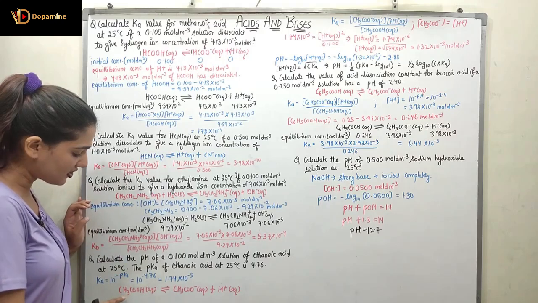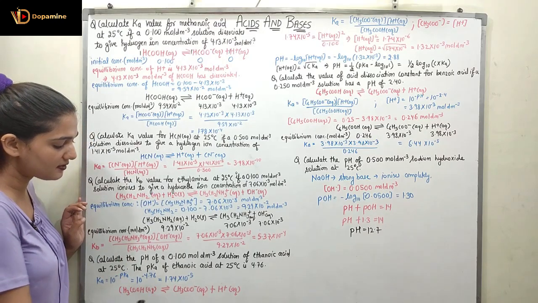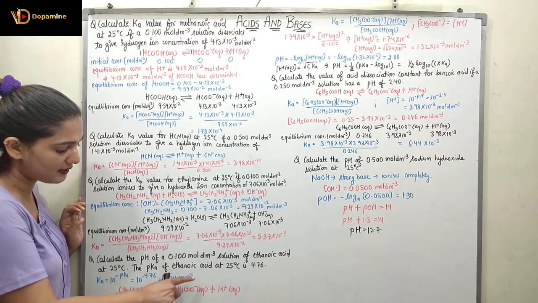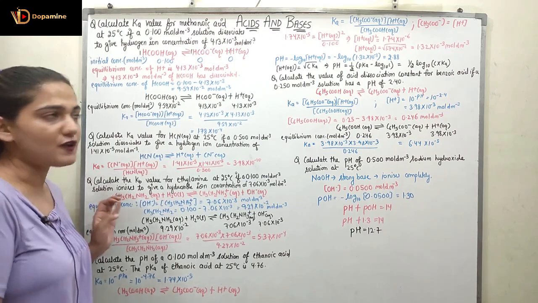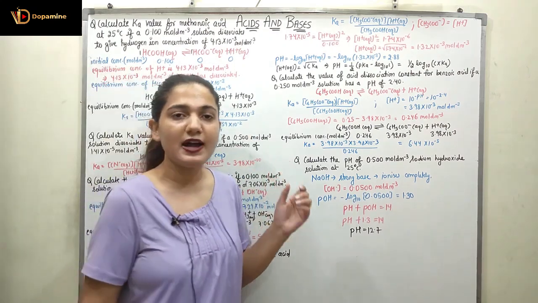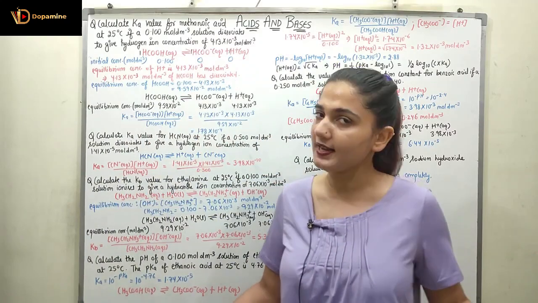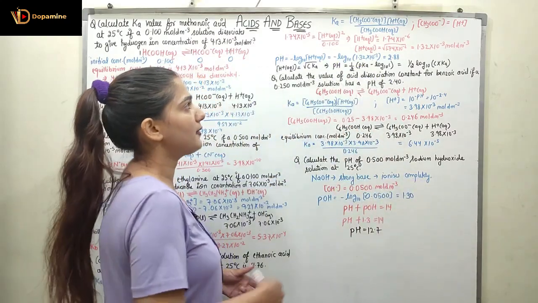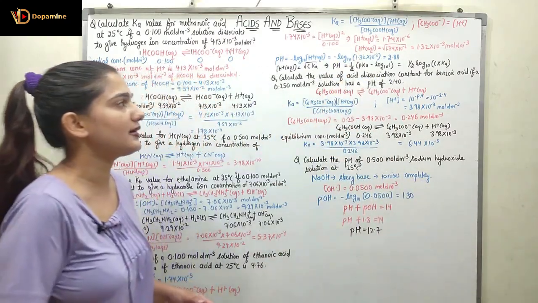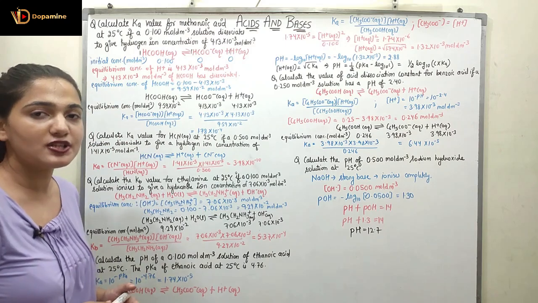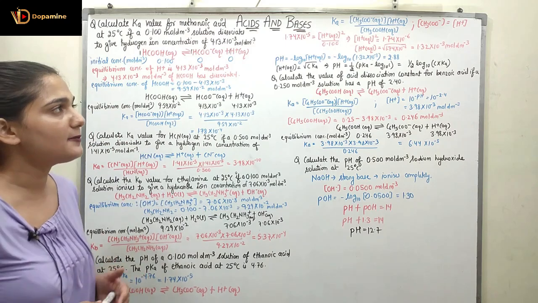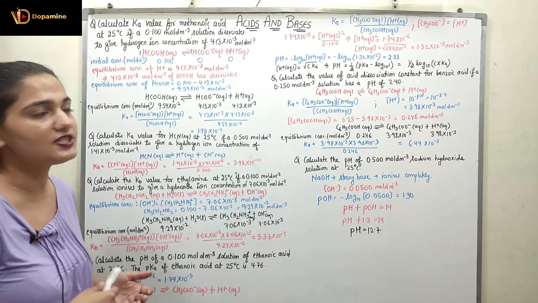Now if I look at the reaction, CH3COOH(aq) is in equilibrium with CH3COO⁻(aq) plus H⁺(aq). And if I want to find the Ka from this reaction, I can find it easily. Ka will be equal to the concentration of CH3COO⁻(aq) multiplied by the concentration of H⁺(aq) divided by the concentration of CH3COOH(aq).